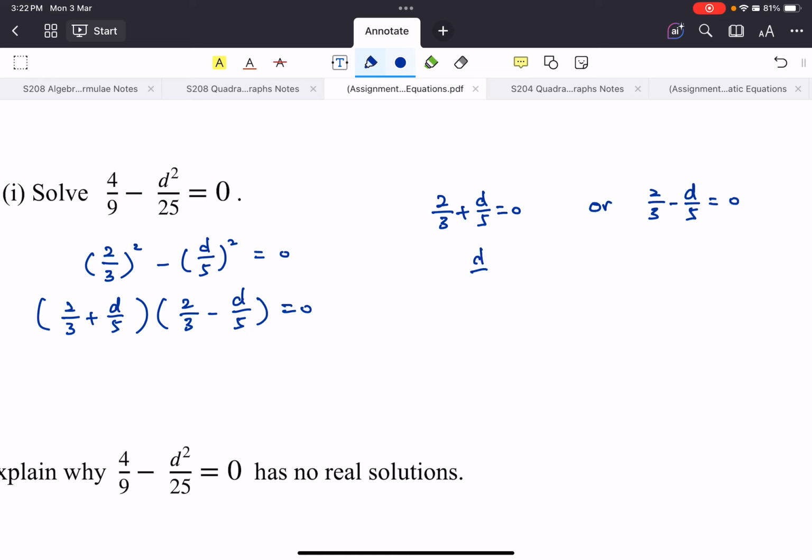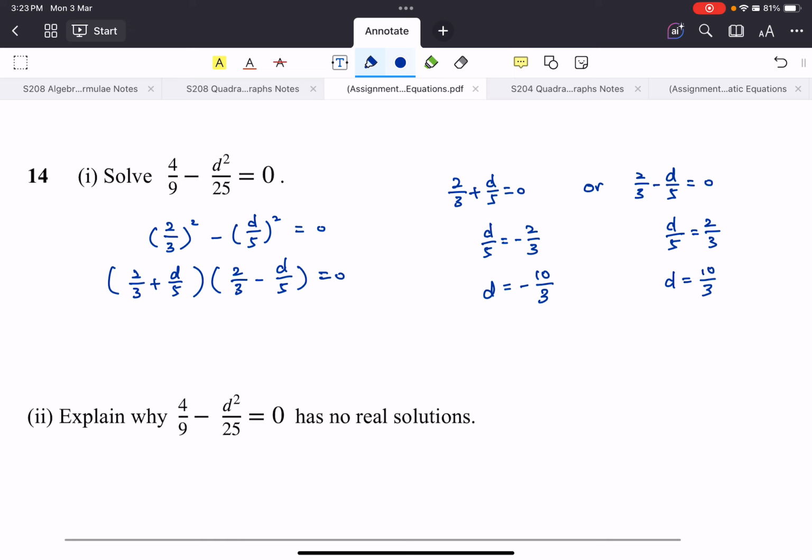From here, d over 5 equals negative 2/3, so d equals negative 10 over 3. Similarly, on this side, d over 5 equals 2/3, so d equals positive 10 over 3. Same solution, right? So there's more than one way to approach this.